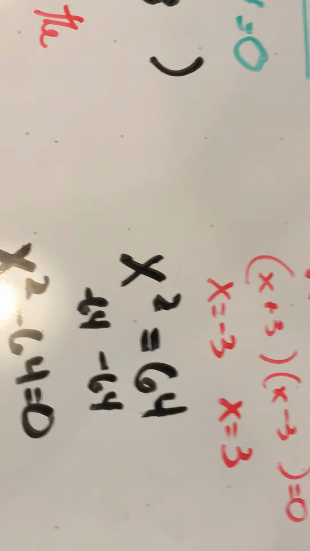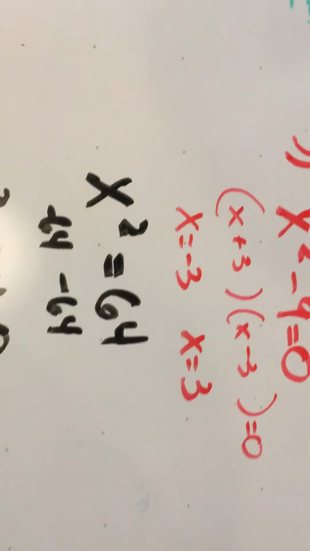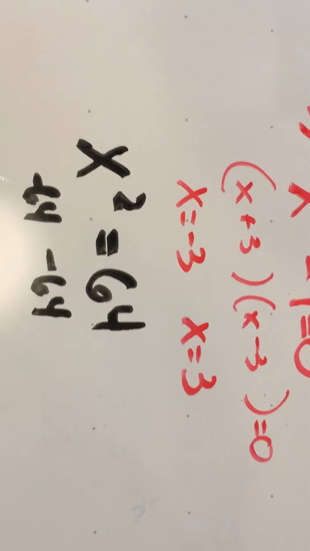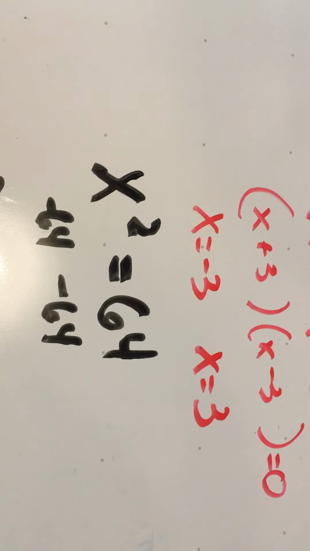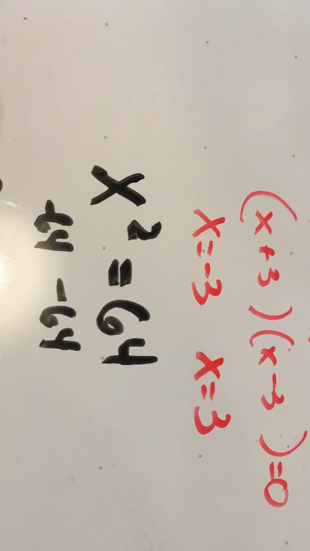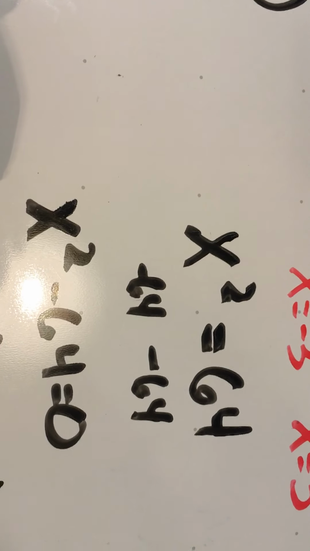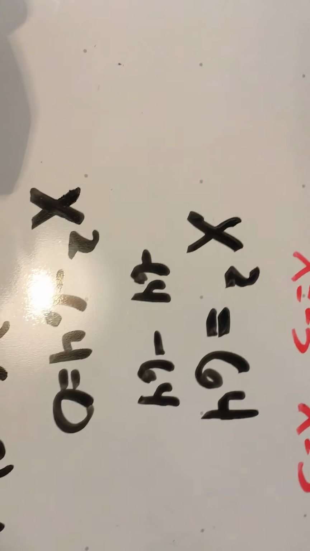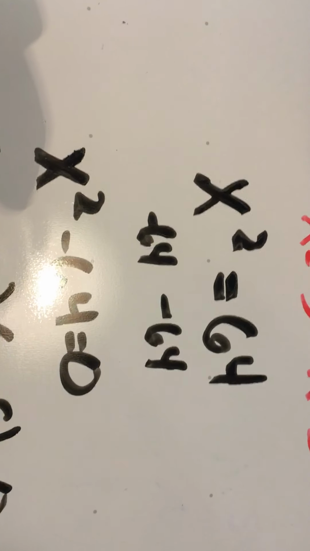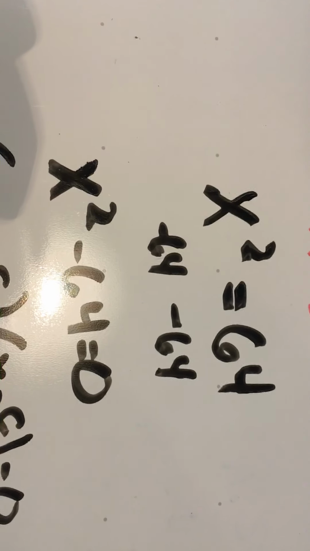Okay, if you get a problem like this one where it says x squared equals 64, the first thing we have to do is get everything on one side so we can factor. So we subtract 64 from both sides. That gets me x squared minus 64 equals 0. Now it's got two terms. It's a subtraction problem. They're both perfect squares. It's a difference of perfect squares.